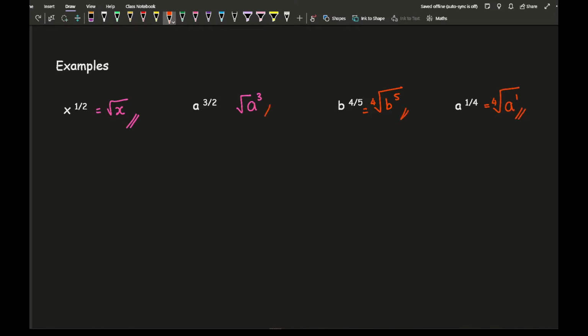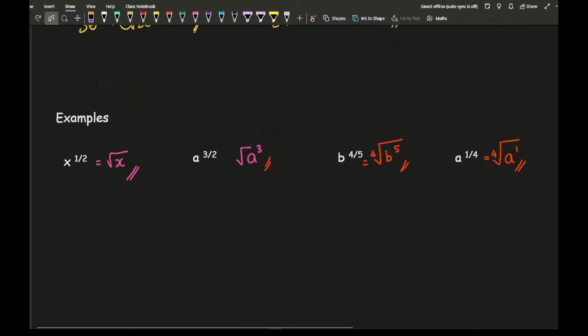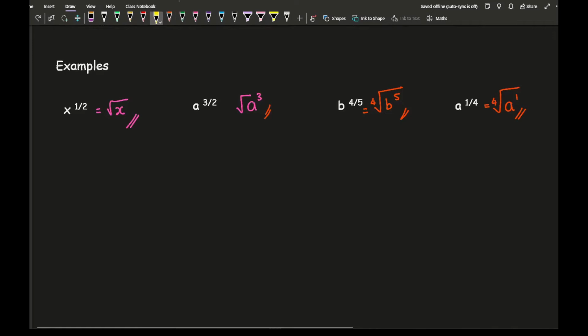Now in terms of numbers, let's have a look at some actual numbered questions. So if I had, let's say, 8 to the power of 2 thirds. What does this mean? Well, I'm going to write down what it means. This means 8 squared cube rooted. Now the question is, which one do you do first? Depending on the number, well, 8 is a cube number, it's also something that you should be able to square because it's within our 1 to 16 numbers.